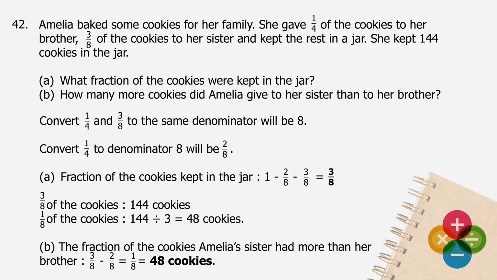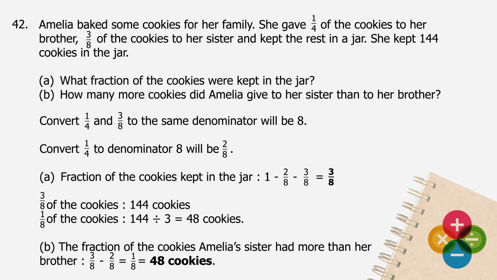You will need to convert 1/4 and 3/8 to the same denominator. The denominator will be 8. Convert 1/4 to denominator 8 will be 2/8. The fraction of cookies in the jar will be, subtract 2/8 and 3/8 from 1, and the difference is 3/8. A. The answer is 3/8.